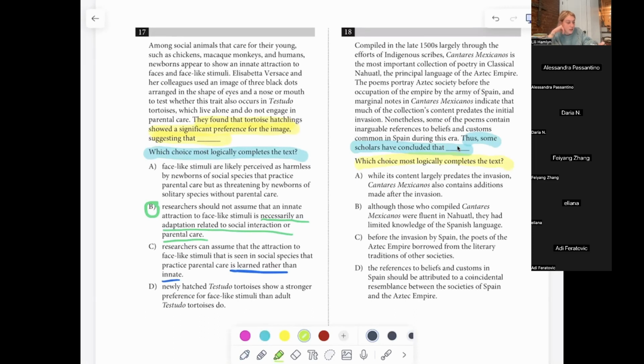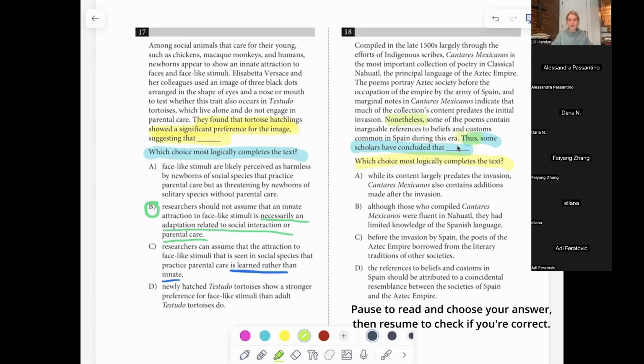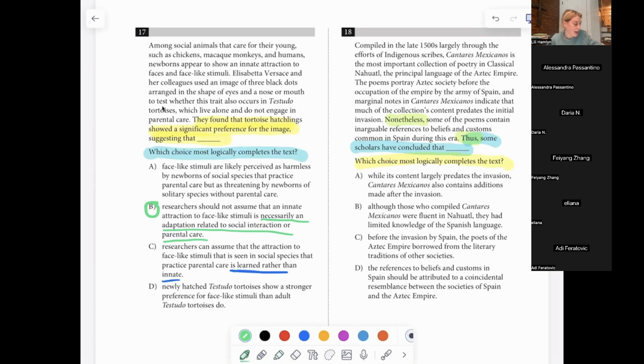And then keeping in mind here that we've got these transitions here and here. So what do we think the answer is here? Great, a couple of ones coming in. Okay, so a mixed bag here of answers. So the correct answer that we have is A. So that while the content largely predates the invasion, it also contains additions made after. This is like the most logical one.